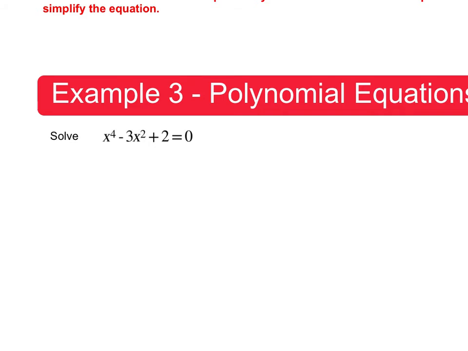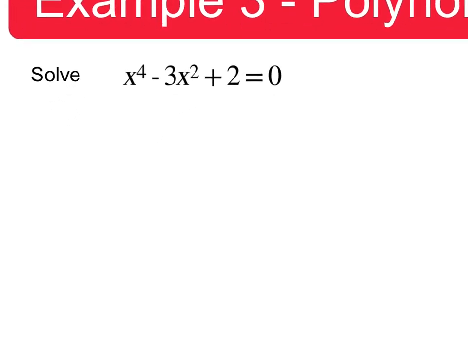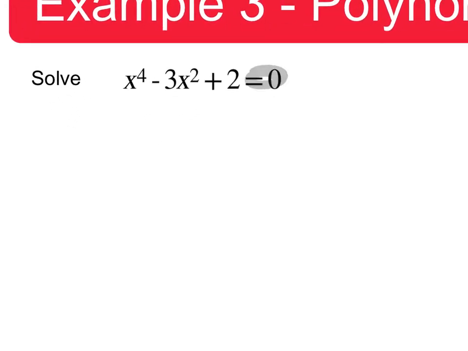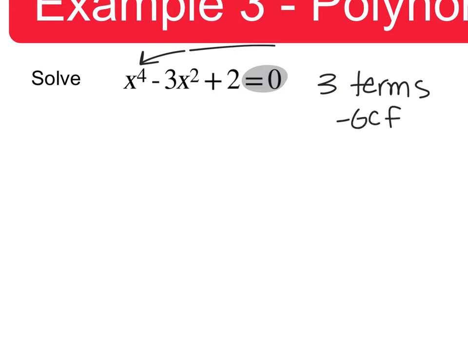All right, here's another example. Now in this case, it's already set equal to 0, so that's great. We got a good start there. We have x to the 4th power. We have 3 terms. So when we have 3 terms, normally we want to look for a greatest common factor. And there's not one here. They don't all have x, and if the lowest coefficient's 1, there's nothing else I can factor out.